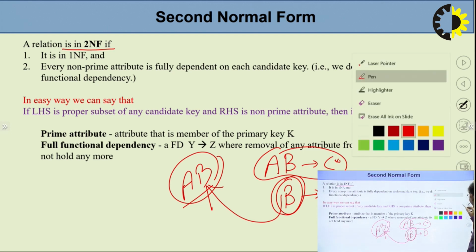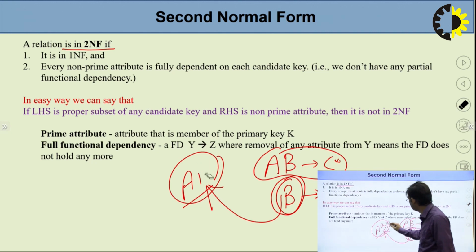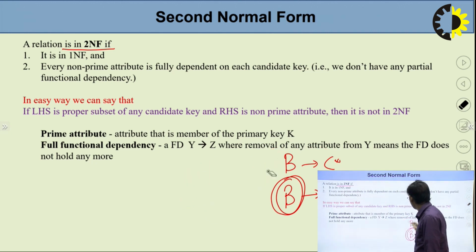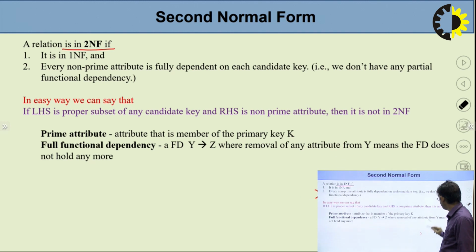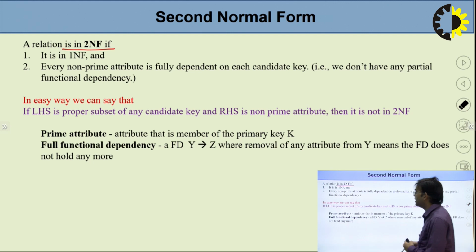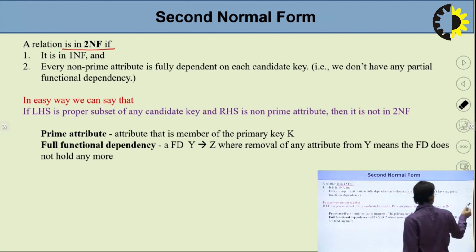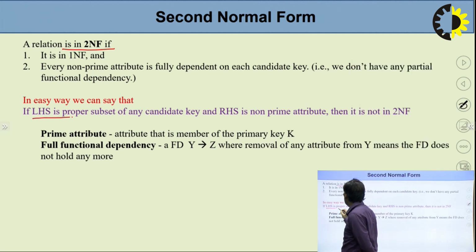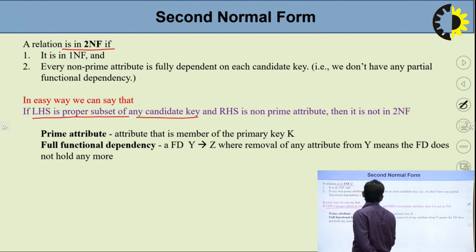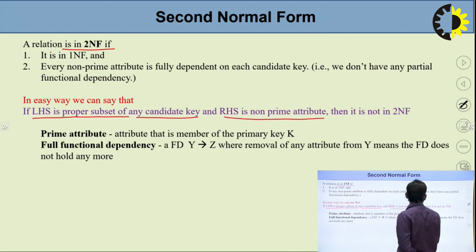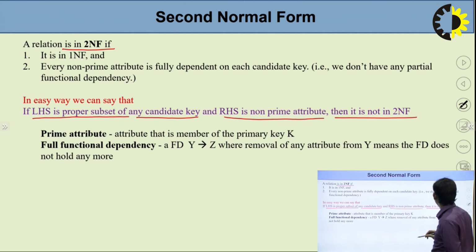Now we have to understand. I have told you about prime attributes and partial dependency. Let's suppose we have a relation. We have to check whether the relation is in second normal form or not. What do we have to check? If in a given relation, the left hand side is a proper subset of any candidate key and the right hand side is a non-prime attribute, then it is not in second normal form.